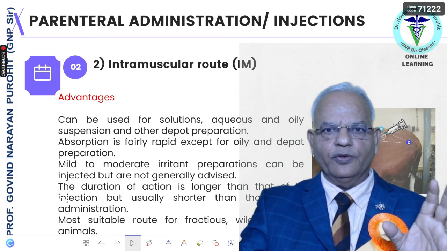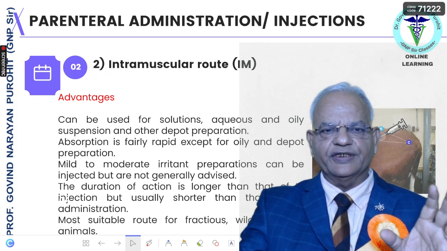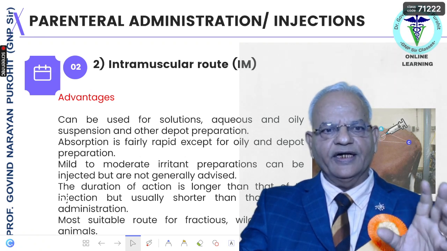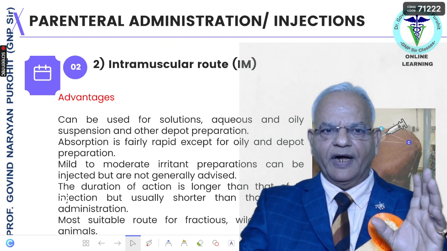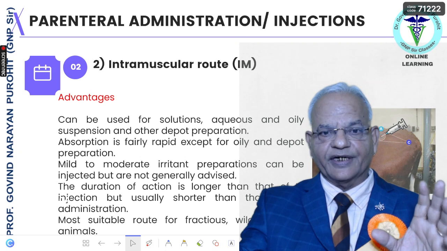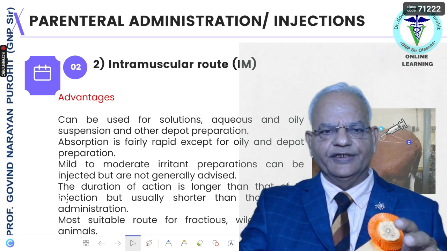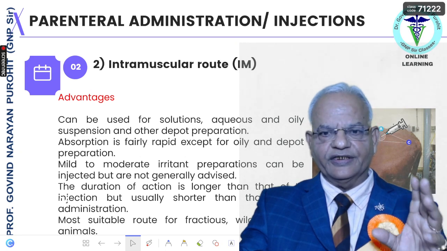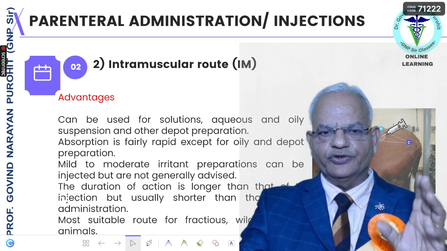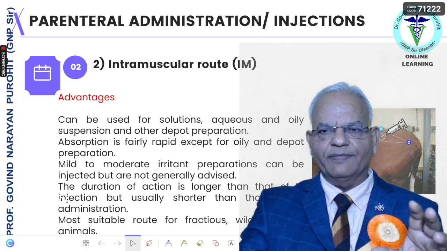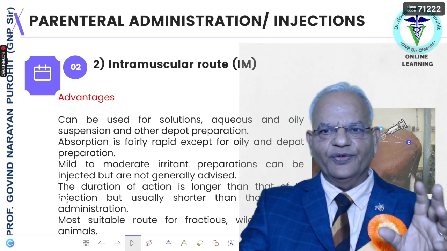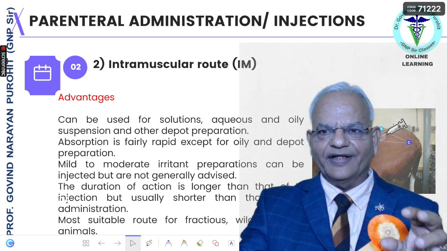Then there is the intramuscular route, most commonly used, and it can be used for solutions, aqueous and oily suspensions, and other depot preparations. Absorption is fairly rapid except for oily and depot preparations. Mild to moderate irritant preparations can be injected but are not generally advised. The duration of action is longer than that of intravenous but usually shorter than that of subcutaneous. It is a more suitable route for fractious, wild and zoo animals, and in fact it is one of the most commonly used routes of administration in veterinary therapy.